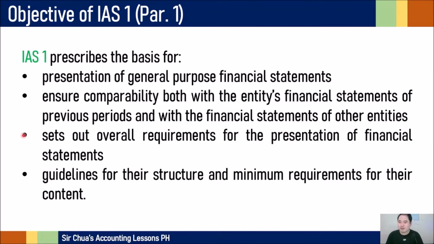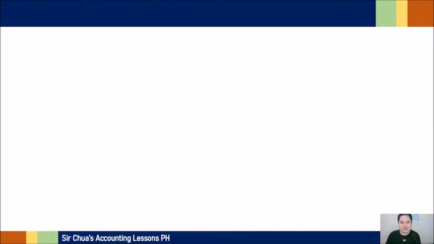Inter-comparability. Also, IAS 1 talks about setting out overall requirements for the presentation of financial statements. Basically, the title of IAS 1 is Presentation of Financial Statements. So, from that title, we can say that IAS 1 will give you the basis or the guidance on how to prepare financial statements. Okay? And then, guidelines for their structure and minimum requirements for their content. Ano po ba yung dapat nating makita at paano po ba dapat ang kanyang itsura? Yan po ang nilalaman ng IAS 1.